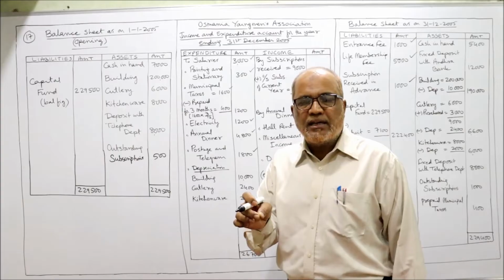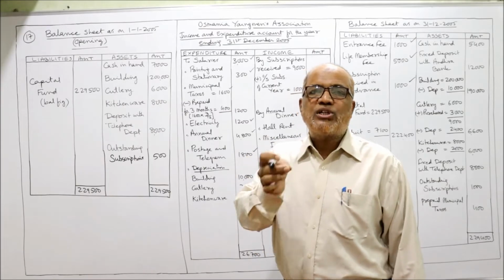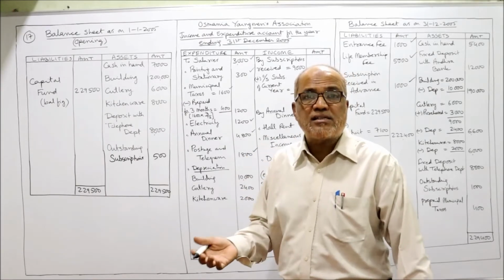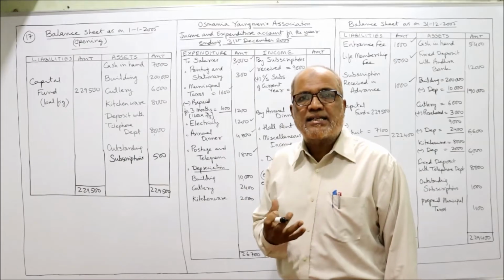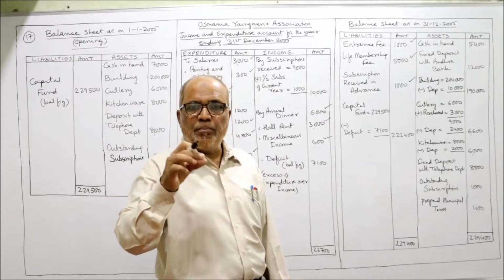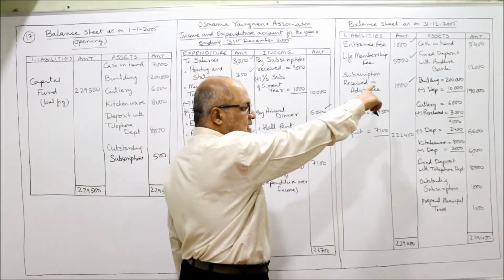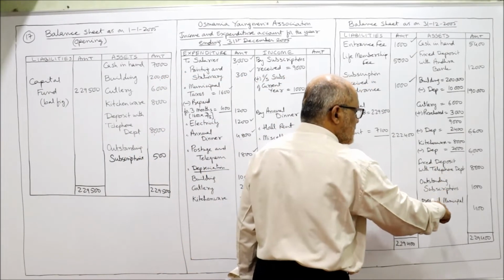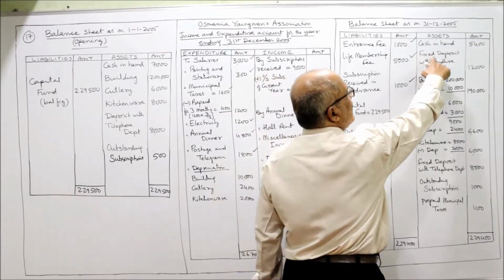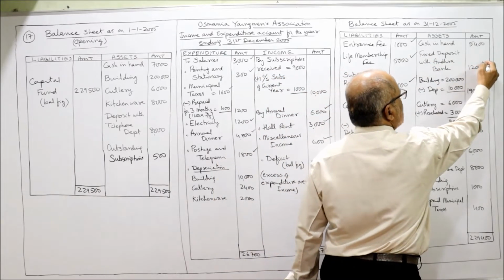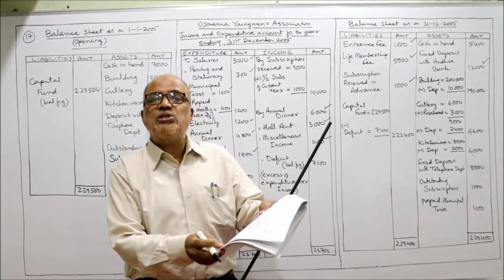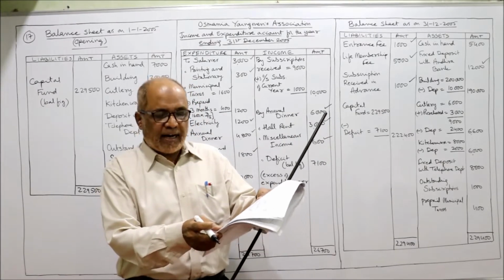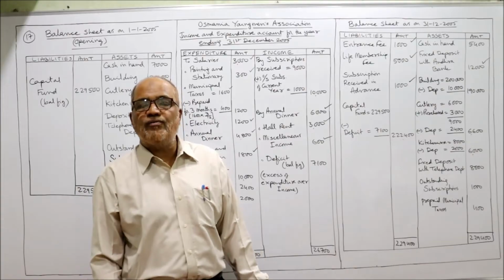During this year, a fixed deposit was made in the bank. It is an asset. When we make a deposit in the bank, it is an asset. So this fixed deposit made during the year will be taken on the asset side. Fixed deposit with Andhra Bank 12,000 I have taken on the asset side. Lastly, closing balance of cash. At the end of the year, the cash balance is 5,400.